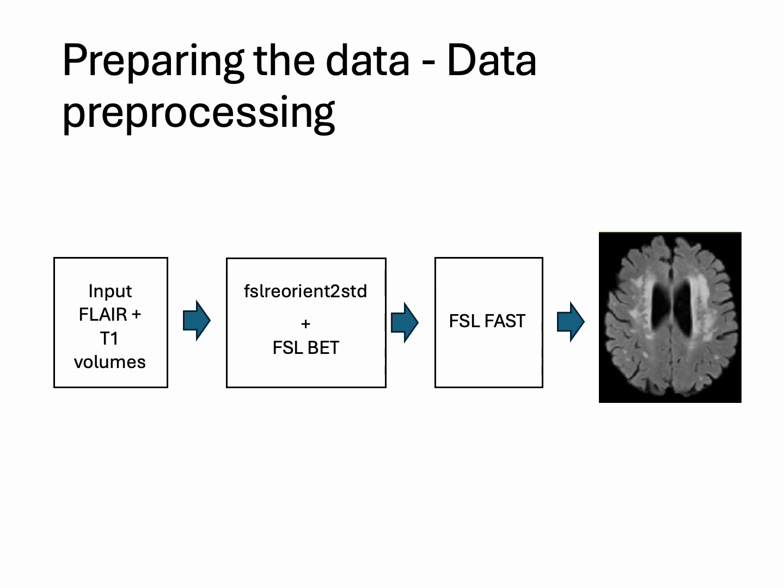Now we talk about the data pre-processing, or the preparation of data. The input modalities are FLAIR or T1 volumes or both. The first thing we do is align the input volumes, the 3D volumes, to the standard MNI template by aligning the geometry closer to the MNI template. We also do FSL brain extraction using BET tool, where we do skull stripping, and then we do FSL FAST to correct the bias field inhomogeneities, and finally we have the data ready to apply TrUE-Net.